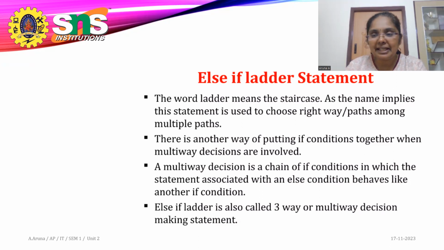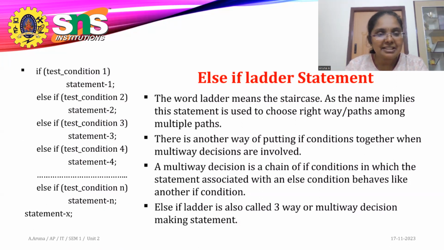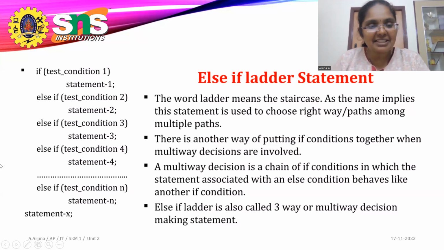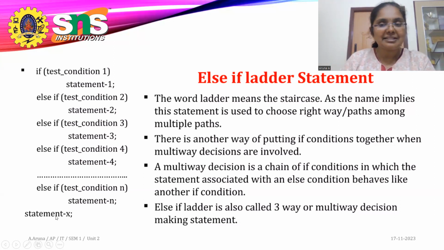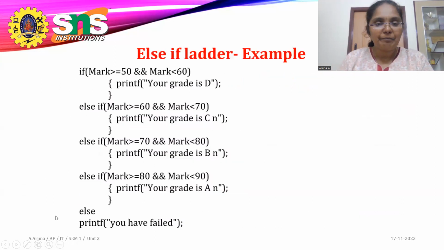Now let us see the syntax of the else if statement. If the condition is true, statement 1 is executed. Otherwise, else if condition, it tests this particular condition and executes this statement. If this is also false, it will move over here. If this is also false, it will move over here, and again if this is also false, it will move over here. You have an if under so many else if, so it is called a ladder. If everything is false, it will come out of the ladder, and only statement X is executed.